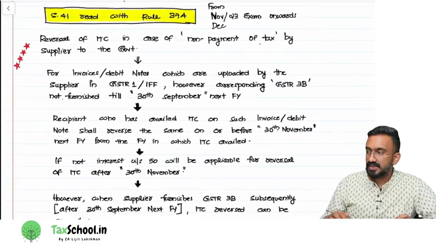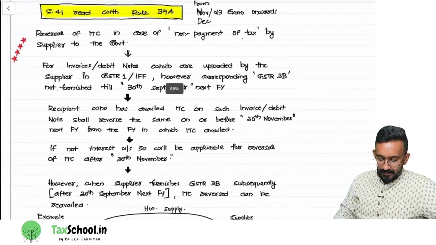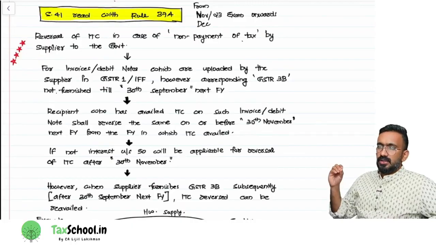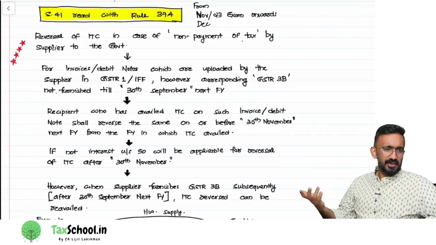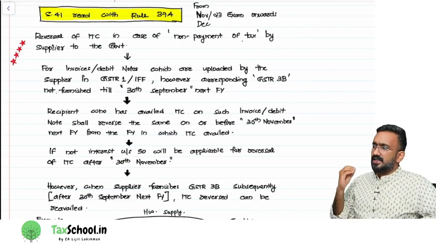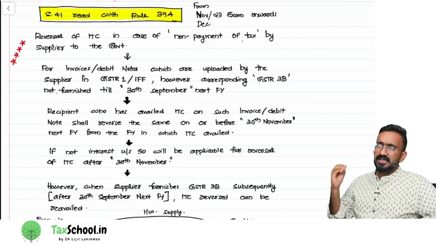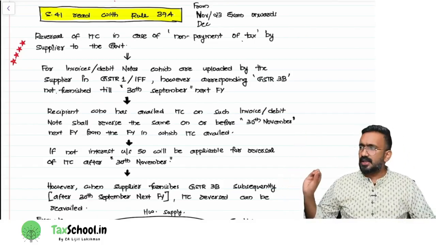What does Rule 37A say? I have written that also into a chart for you. This was tested as a theory question once, and now they can, if they want, test you as a practical question also. Reversal of ITC in case of non-payment of tax by the supplier to the government. Carefully read through this, you will understand. It's not complicated to understand.